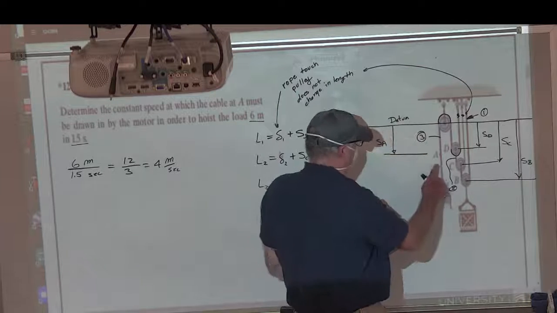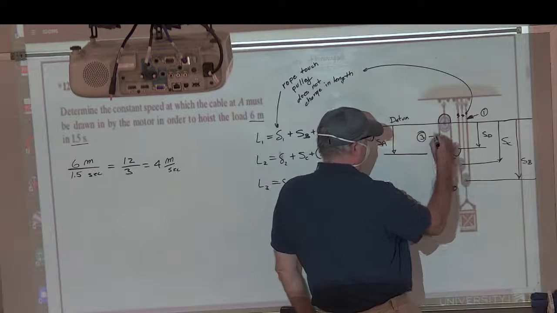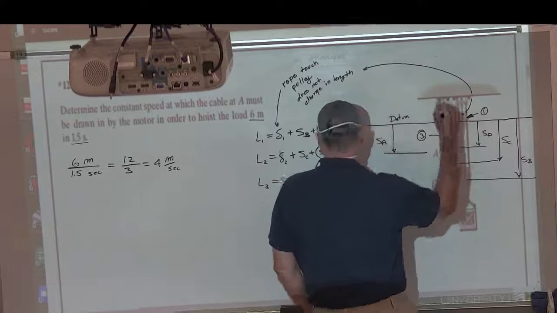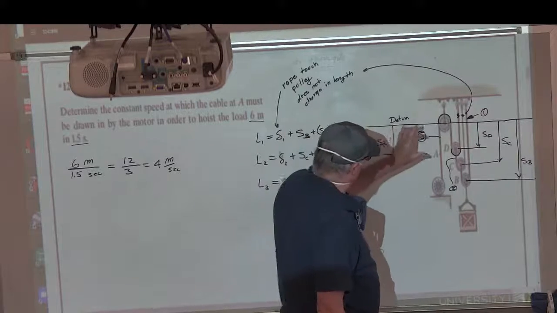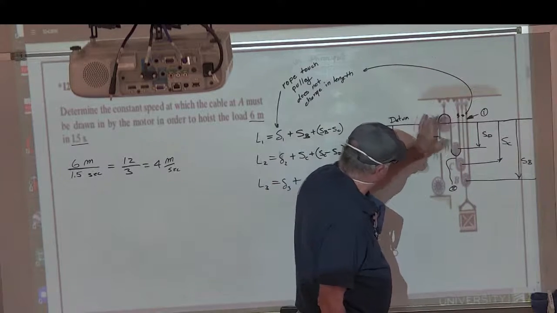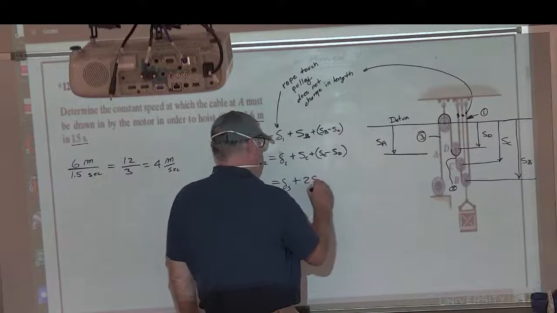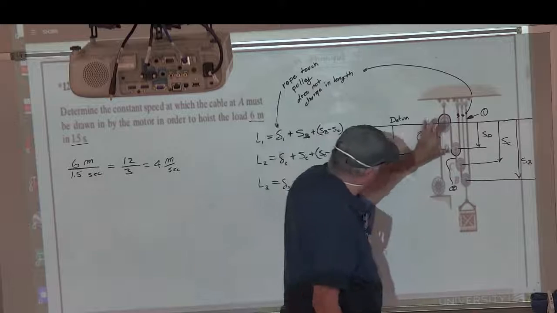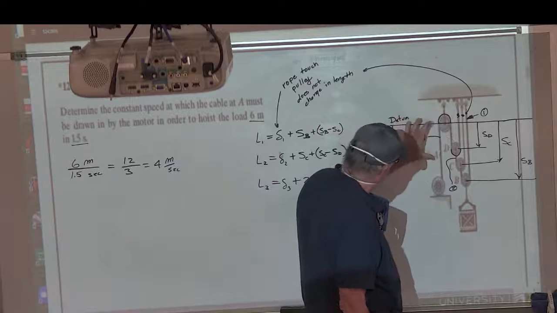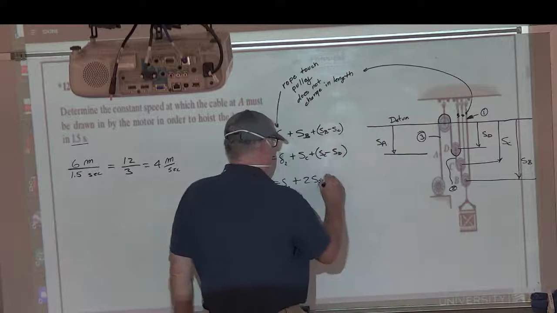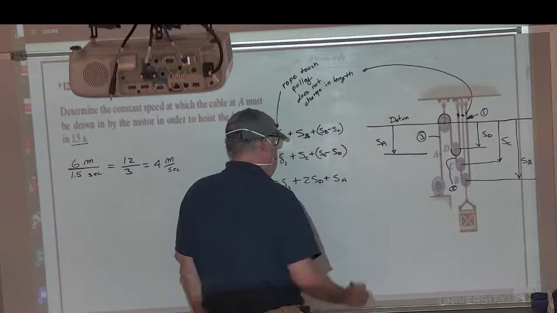Now I'm only looking at rope 3. That's the part that goes up over this pulley, back down, and back up here. A little bit more complicated. I have an SD. I have another SD. 2 SDs. I have this one and that one. Then I have this one, SA.